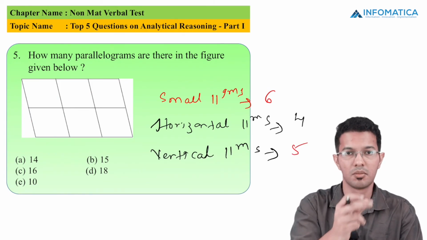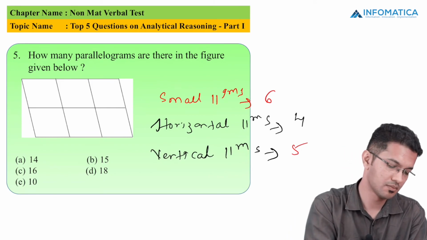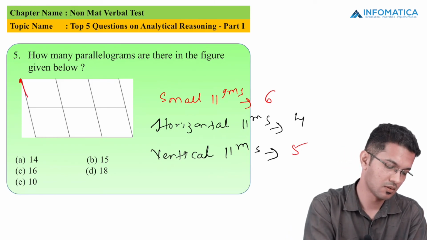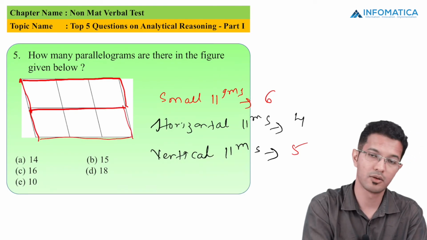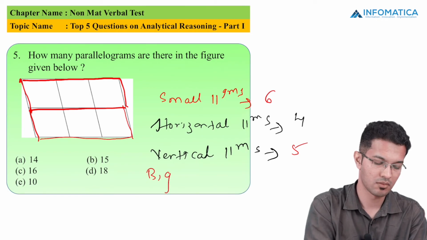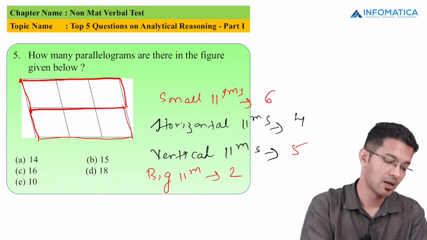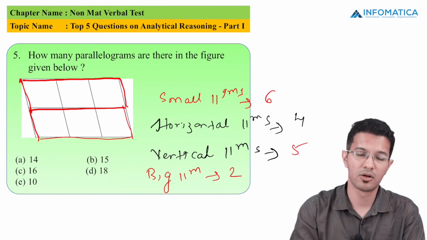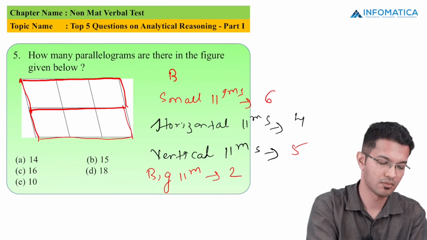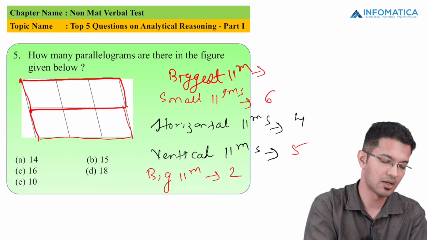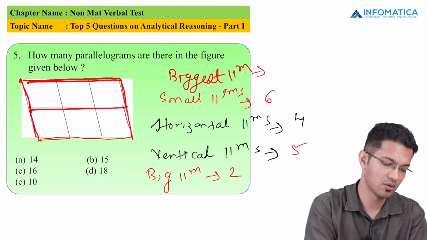Then we go for the bigger parallelograms. This is one big parallelogram and this is another one big parallelogram, which is nothing but 2. And then we have the biggest parallelogram of all, and that is 1.